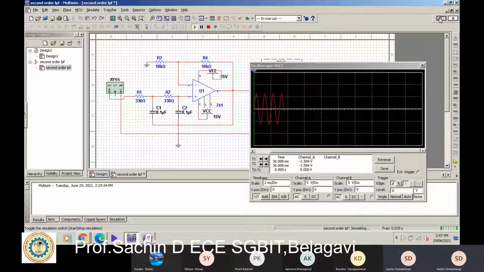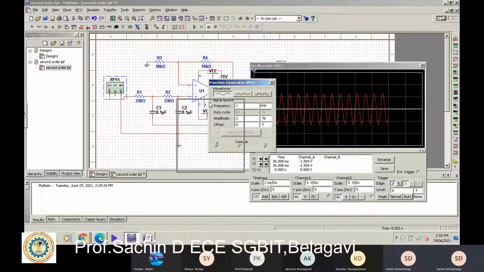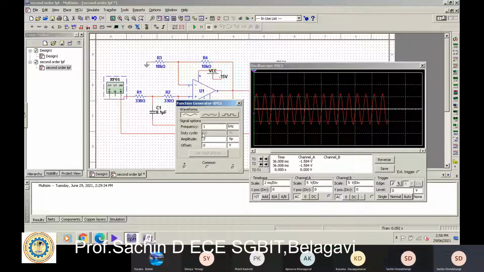So can you tell me what is the peak to peak voltage here? Zoom on that output window. The red color, you can see peak to peak, how much division it has covered. And in channel A, you can see the scale is 5 volt per division. I'll double tap on this also, so you can see input and output side by side. Input is 1 kilohertz and amplitude is 2 volt peak. And at the output, how much are you getting? Output voltage.